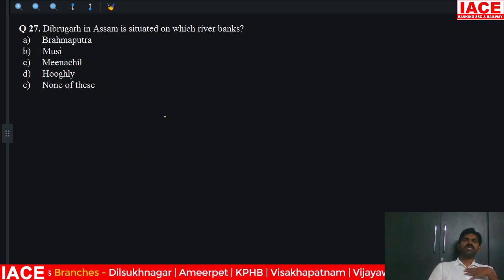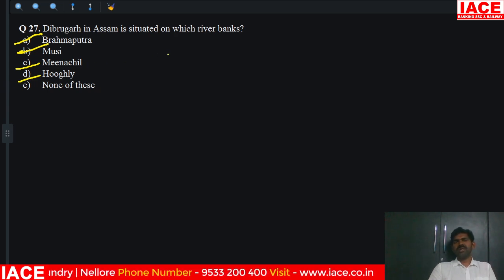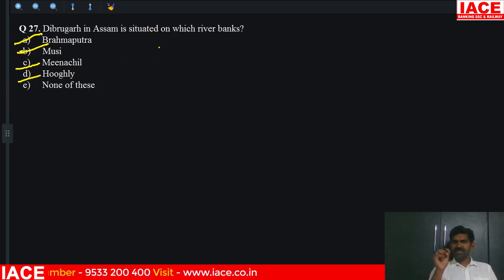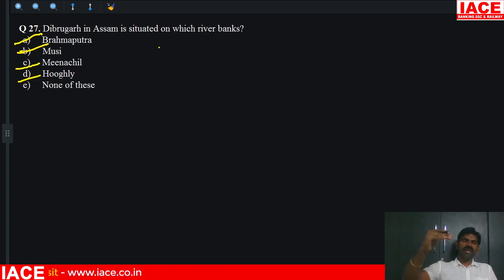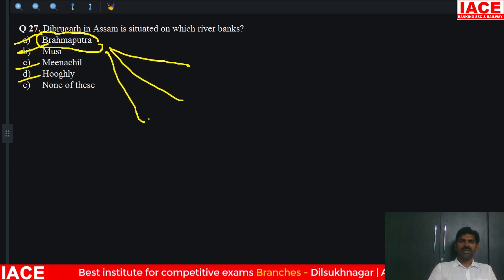Dibrugarh in Assam is on which river bank? Very, very simple. Option A is Brahmaputra. Option B is Musi. Option C is Meenachal, and option D is Hooghly. You know that it is at a place called Dibru that river Brahmaputra takes a downturn and enters towards Bangladesh. And that place also is obviously with Brahmaputra.